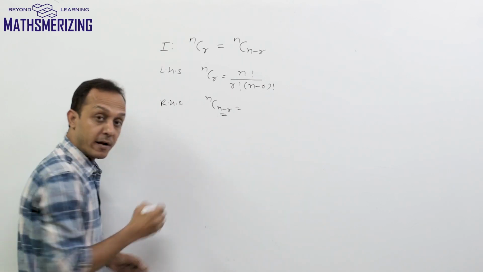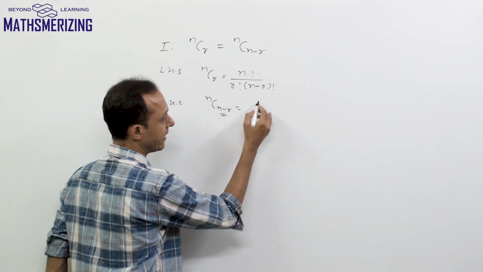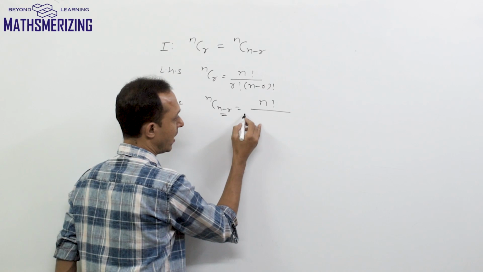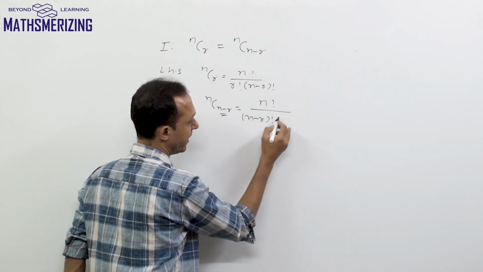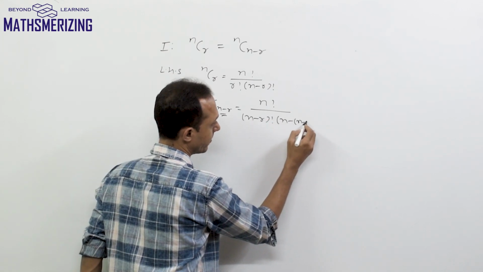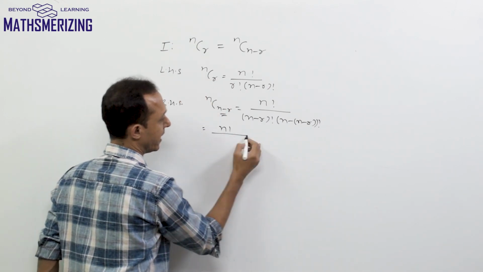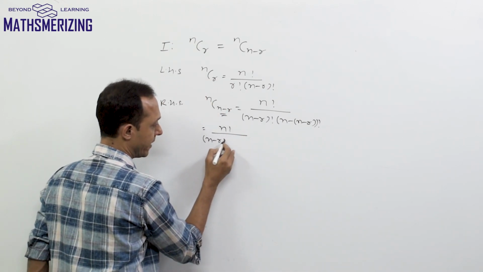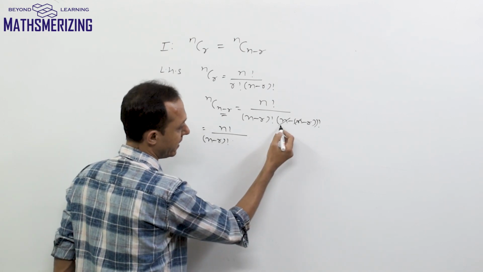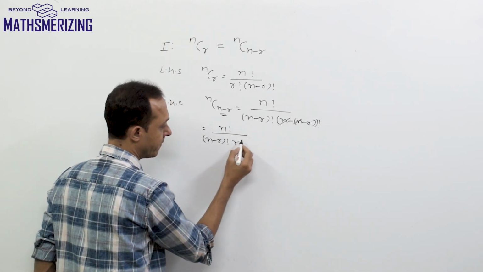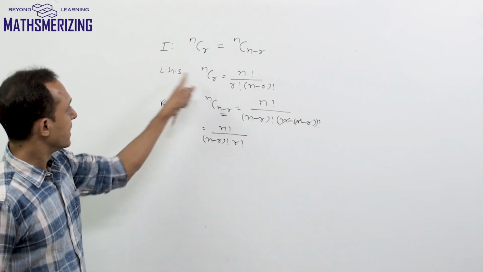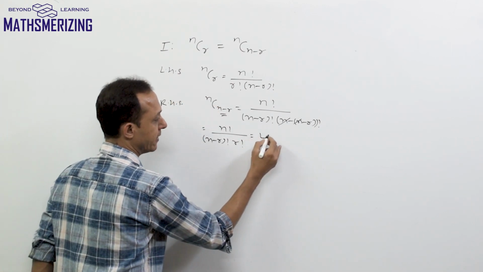Now in this case, the value of r is n minus r. So if I'll write n, now r here is n minus r, and then n minus r. So it'll be factorial n, minus r, and n, it will cancel. So here I'll write factorial r, which is same as your left hand side.